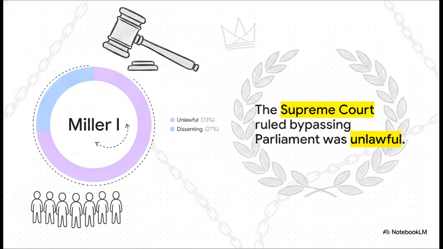Ultimately, the Supreme Court had to decide if the government's treaty-making prerogative could bypass Parliament in this specific, highly charged instance. And the result? An 8-3 majority decision firmly against the government. They ruled it was completely unlawful for the executive to trigger Article 50 unilaterally.